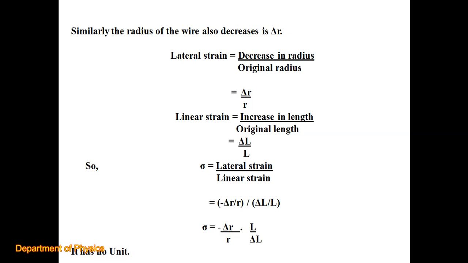So sigma is equal to lateral strain by linear strain. We can write minus del R by R divided by del L by L. The minus sign indicates that the radius decreases. So sigma is equal to minus del R by R into L by del L. This is the formula we can use to determine the Poisson ratio. It has no unit. Thank you.